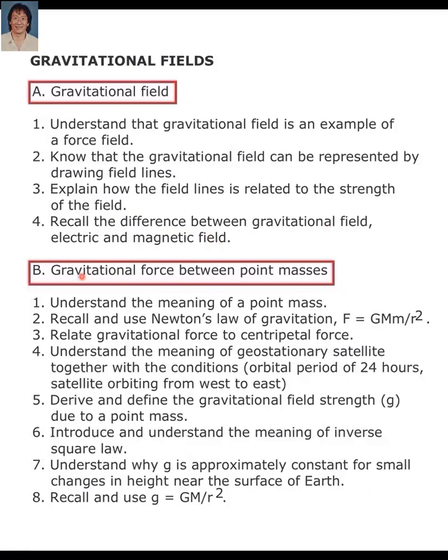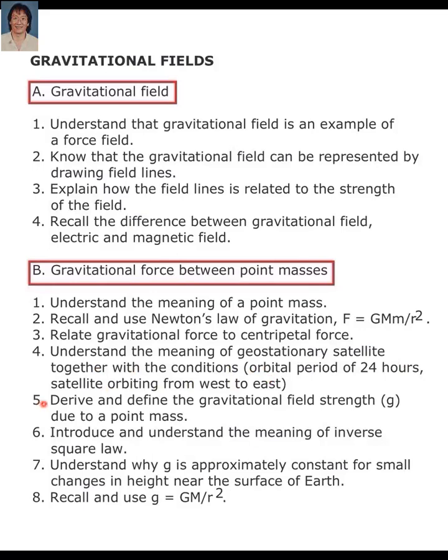Part B. Gravitational force between point masses. Number 1. Understand the meaning of a point mass. Number 2. Recall and use Newton's law of gravitation. F equals to G m1 m2 over r squared. Number 3. Relate the gravitational force to centripetal force. Number 4. Understand the meaning of geostationary satellite together with the conditions for Earth: the orbital period of 24 hours, and the satellite must orbit the Earth from west to east above the equator.